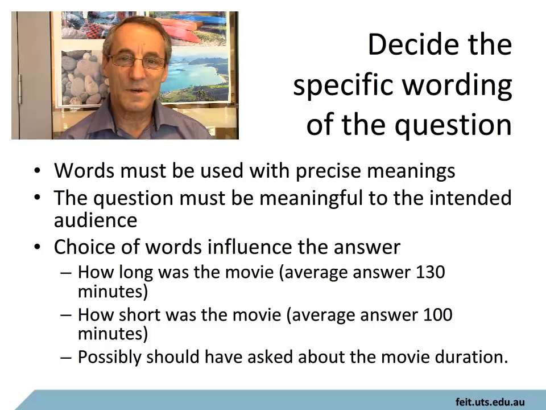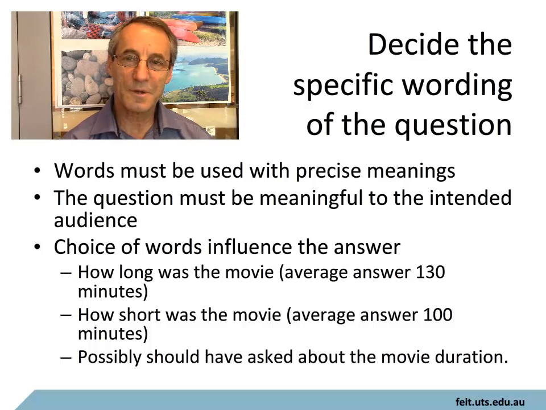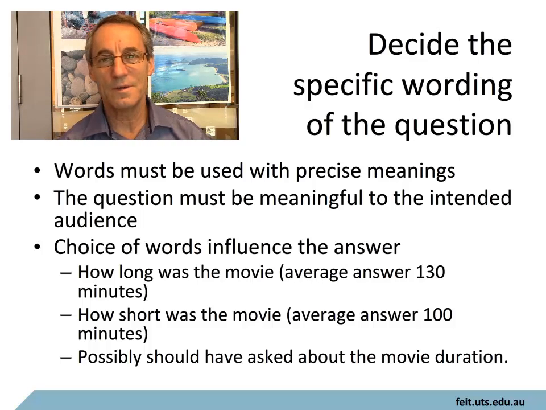The choice of words influences the answer, and there is an example there. How long was the movie? Well, the average answer was 130 minutes. But how short was the movie? The average answer was 100 minutes. That's the same movie. How come there's such a difference?